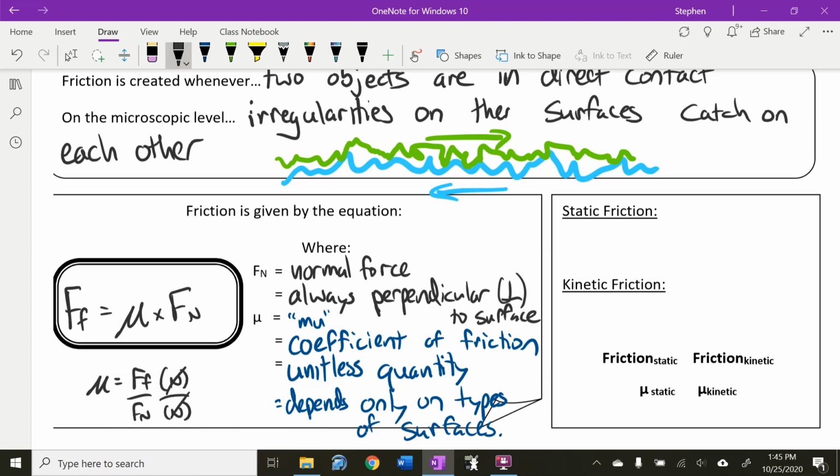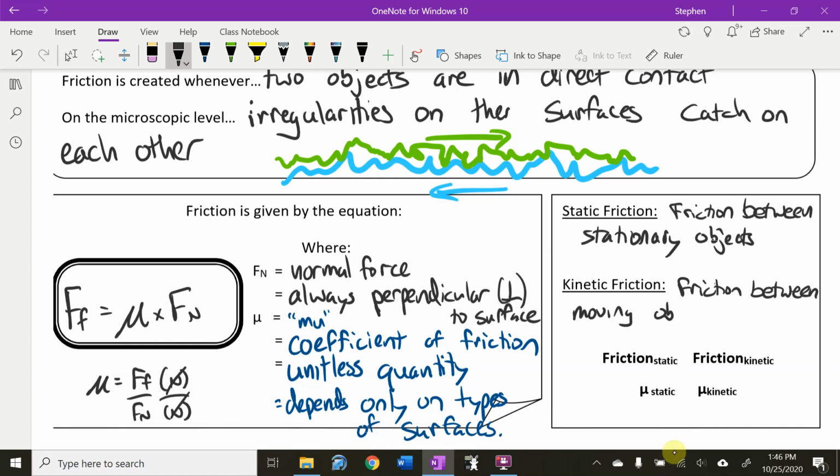Now, this brings us to a couple of quick definitions here. So static friction, static always means stationary or not moving. So this is the friction between stationary objects. And kinetic friction is, you guessed it, friction between moving objects. And in general, the force of friction, that is the static force of friction, is always going to be greater than the kinetic force of friction, and therefore the mu static will also be greater than the mu kinetic.